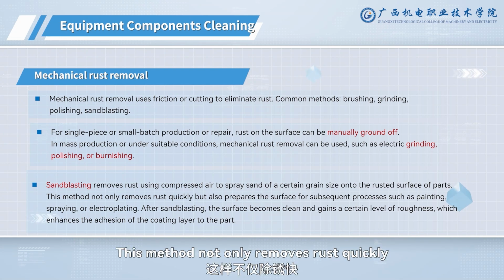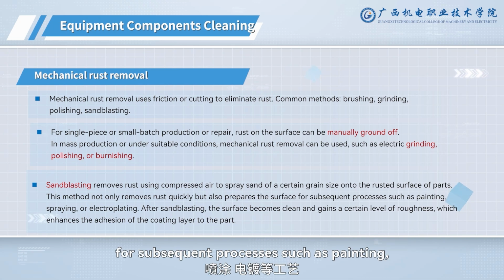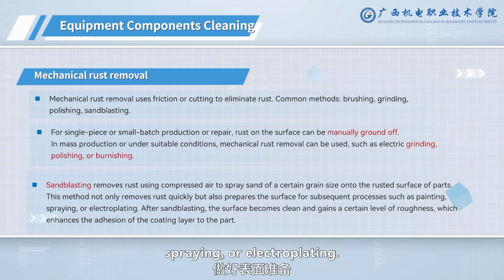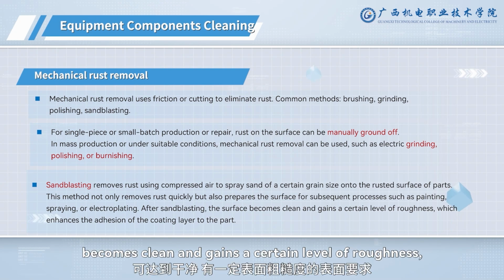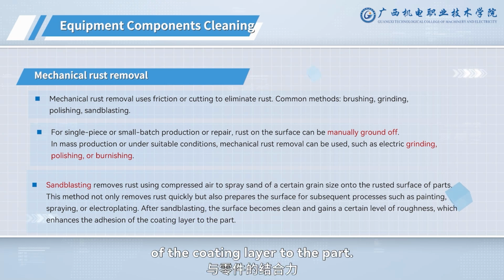This method not only removes rust quickly, but also prepares the surface for subsequent processes such as painting, spraying, or electroplating. After sandblasting, the surface becomes clean and gains a certain level of roughness, which enhances the adhesion of the coating layer to the part.